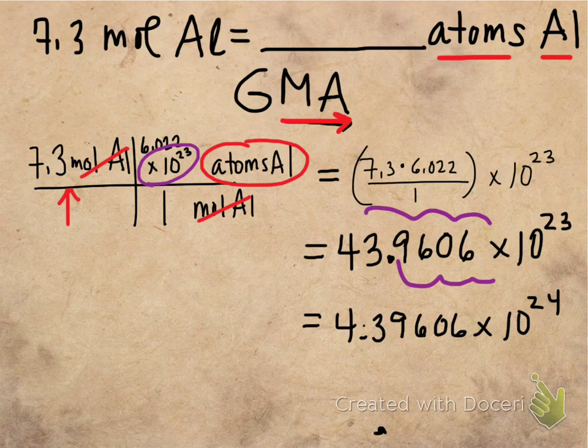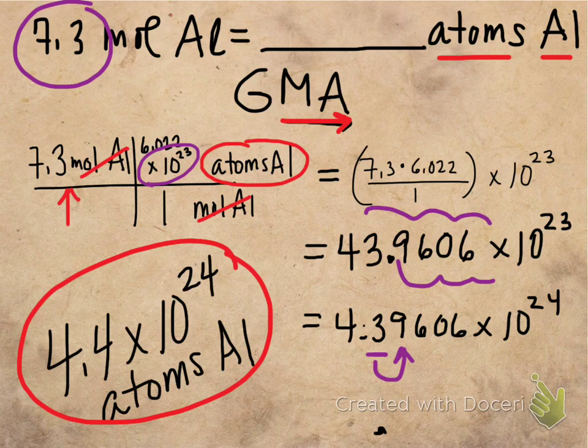I've got it in correct scientific notation, but am I done? Of course I'm not done. I still have to sig fig this. So how many sig figs can I have? We go back to our original given, 7.3, meaning we can have 2 sig figs, keeping that digit and rounding based on this. Our final answer, 4.4 times 10 to the 24th atoms of aluminum.